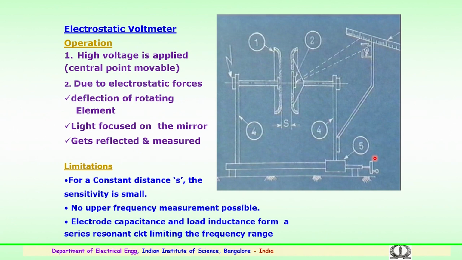So, this has some limitations. For a constant distance, say distance being S here, the sensitivity could be very small, and no upper frequency measurements are possible here. That is a point to be considered. The third being the electrode capacitance, the capacitance of the electrodes which are used, and the load inductance form a series resonant circuit, so limiting the frequency range. It could cause resonance in the circuit, and that limits the frequency range.